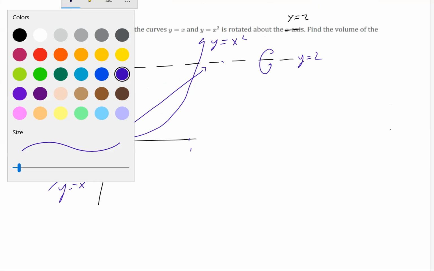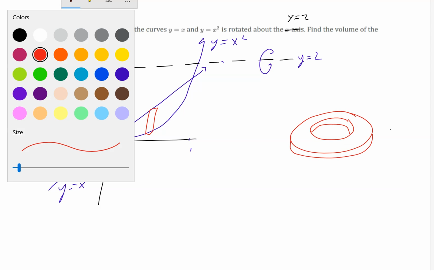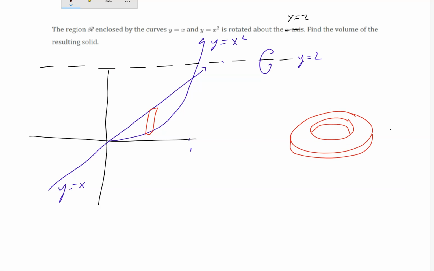Alright, so the rectangle is still perpendicular, so the rectangle still goes this way, but now you'll see what happens, and we're still going to have a disc with a hole in it, alright, when we spin that. And so the outer radius is always from the axis of rotation to the furthest part of your little rectangle. So that's from here all the way down to here. Okay, that would be your outer radius.